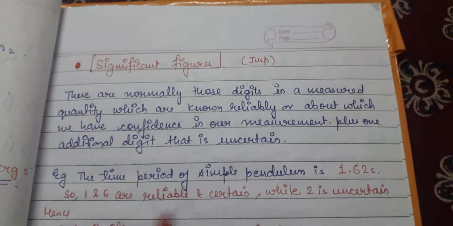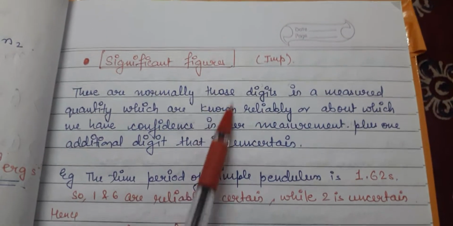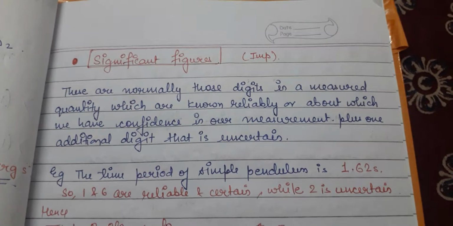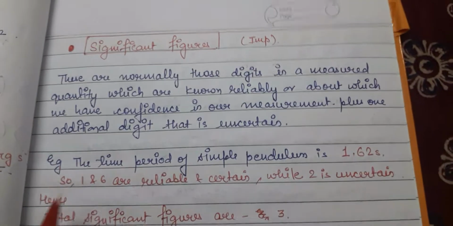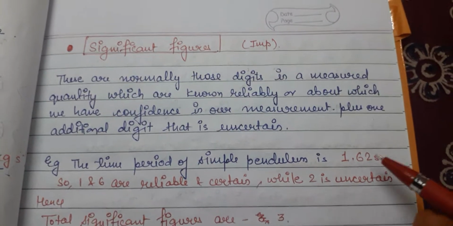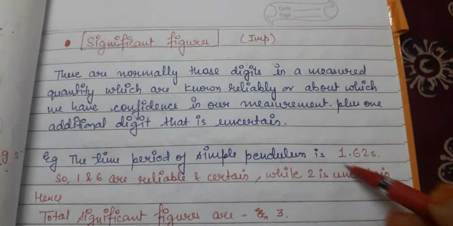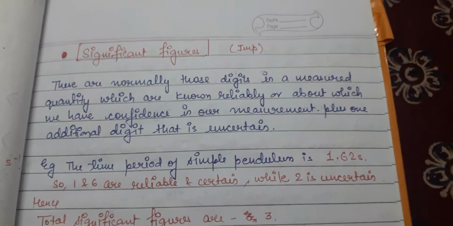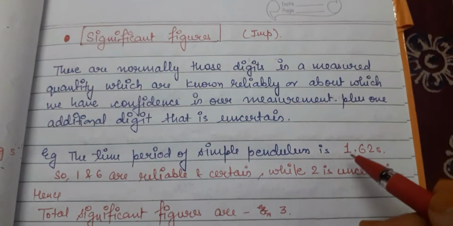Okay, suppose we are doing any measurement for a physical quantity and we are getting some results. Let us take one example. The time period of a simple pendulum is 1.62 second. We have measured this quantity, the time period of the simple pendulum, as 1.62.